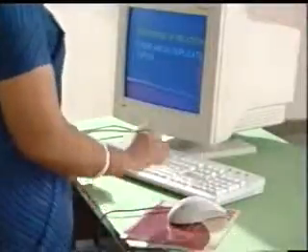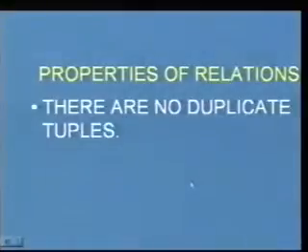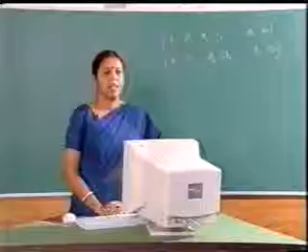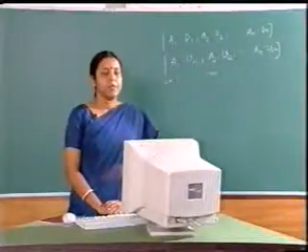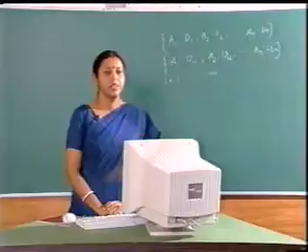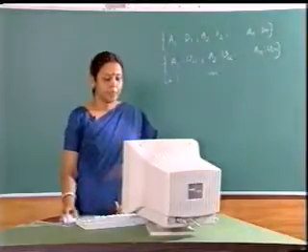Now to destroy a relation, the command is destroy relation and relation name. Now we will see the properties of relation. First property of the relation is there are no duplicate tuples. That means all the tuples within the relation should be distinct.